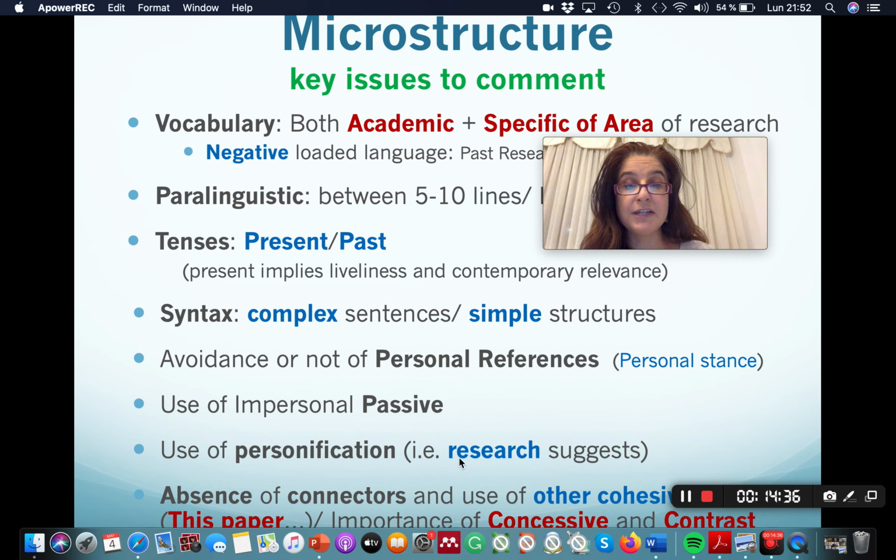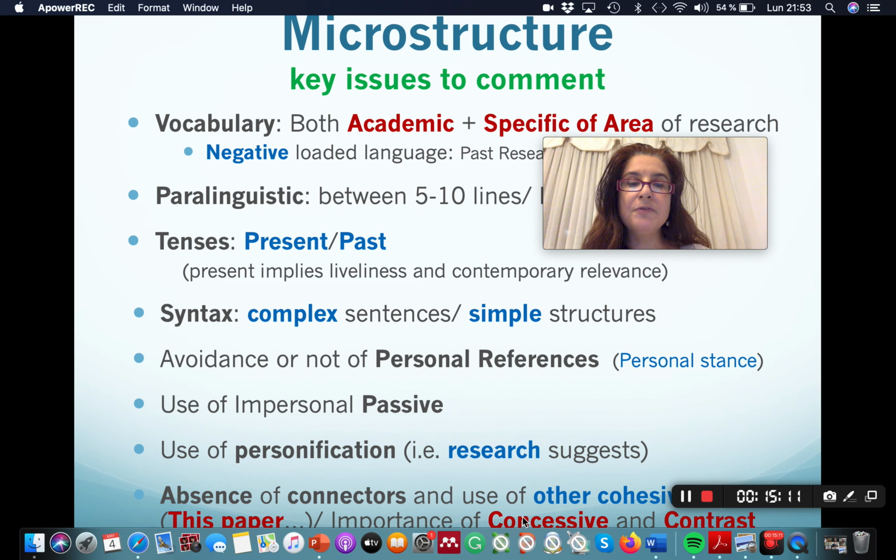In fact, we can use some personification with research, right? Research suggests, it's not the researcher, but the research who suggests something. And then there's an absence of connectors. We don't use many connectors. It's only a paragraph. So maybe one main connector. If you remember in one of the examples we had, however, that's not very, very common. Only one connector. It could be academic, like nevertheless, notwithstanding, with only one. Normally we use other cohesive devices like deictics, repetitions, and things like that.